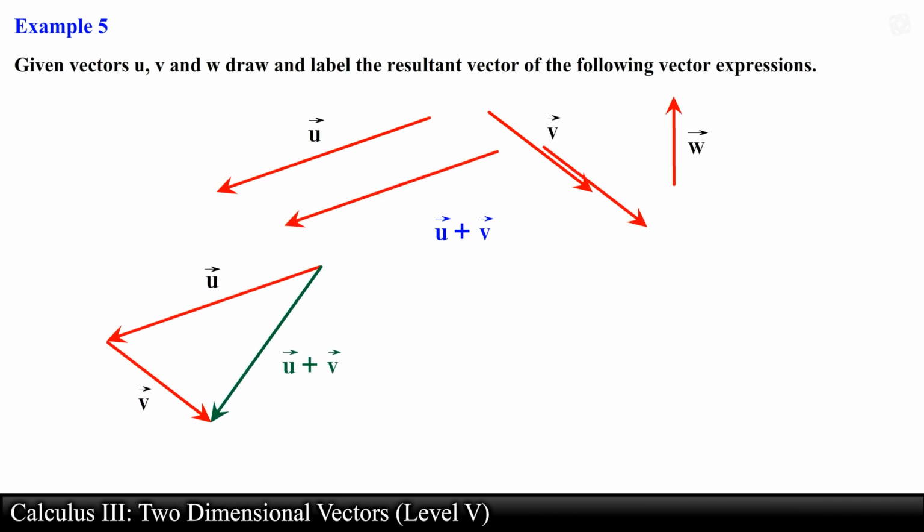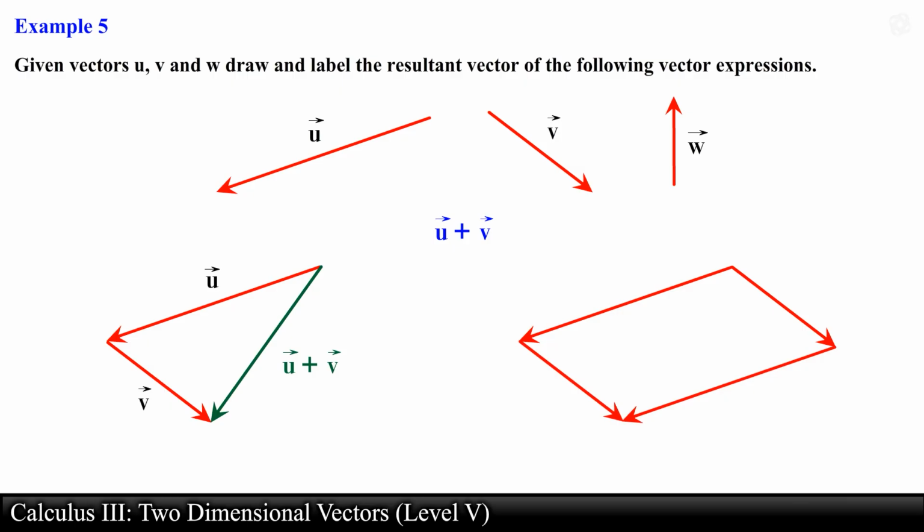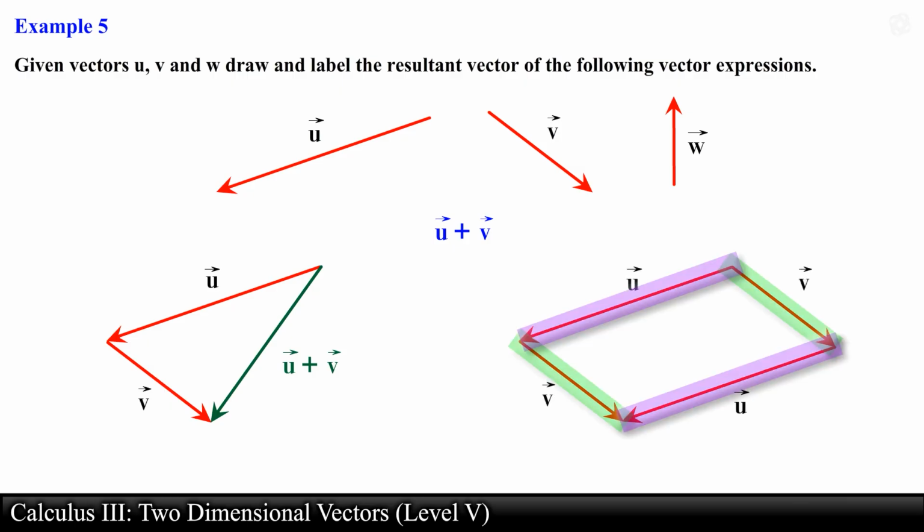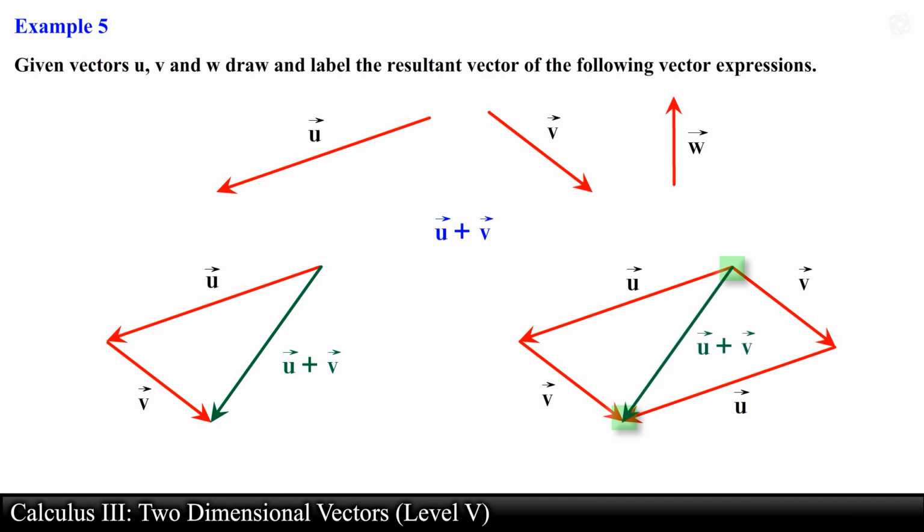Alternatively, we can also make use of the parallelogram law and align the tails of both vectors together, and then make copies of each vector that are parallel to one another, forming the sides of the parallelogram. Using this method, we can draw the resultant vector by starting at the intersection where the tails of both vectors coincide and extending the directed line segment along the diagonal of the parallelogram. Regardless of what method you apply, you should obtain the same resultant vector. Okay, let's try the next example.